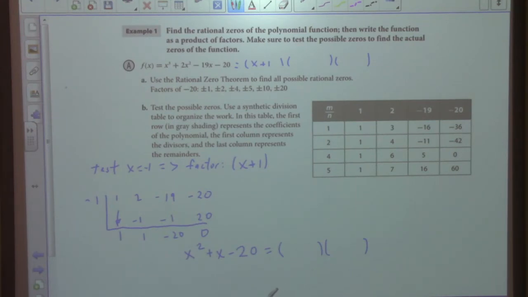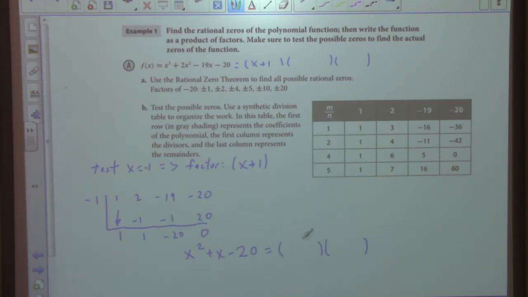Okay, we're looking for two numbers which, when multiplied together, equal negative 20, yet when added together equal 1. What are those two numbers? Negative 20 and positive 20? Right? Nope. It's going to be a positive and a negative. Positive 5 and negative 4?